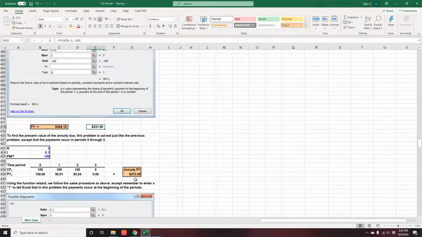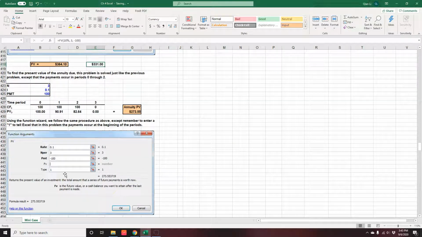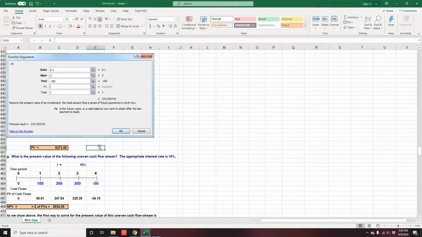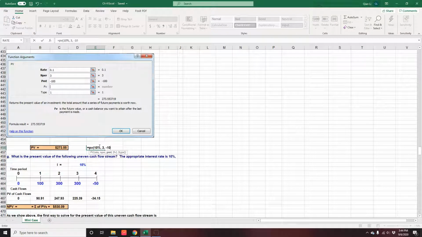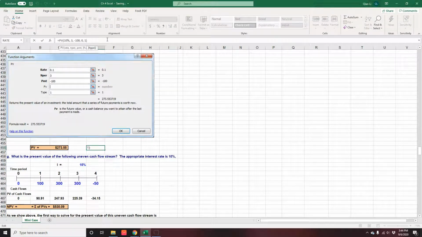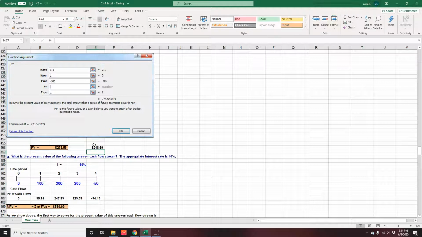Same thing with the present value. You do see for the annuity due, type is 1. You can also try present value of 10%, 3 years, negative 100, skip the future value, or if you want, you can put 0 as a future value and a 1 here. If I remove the 1, or if I put a 0 here, that's for the ordinary annuity.